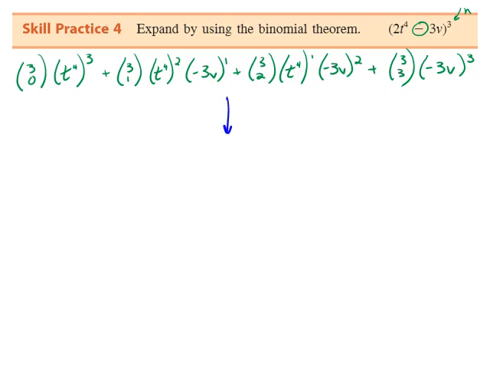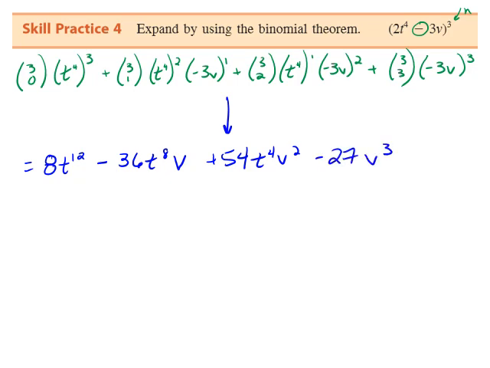When you expand this, the final answer should be 8 t to the 12th, sorry that's sloppy, minus 36 t to the 8th v plus 54 t to the 4th v squared minus 27v cubed. Notice the alternating signs.